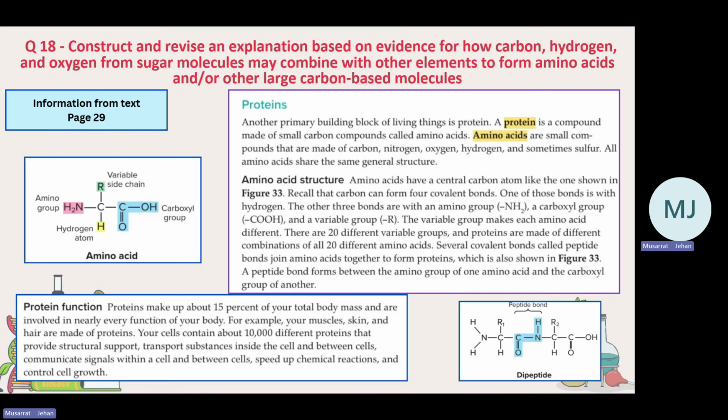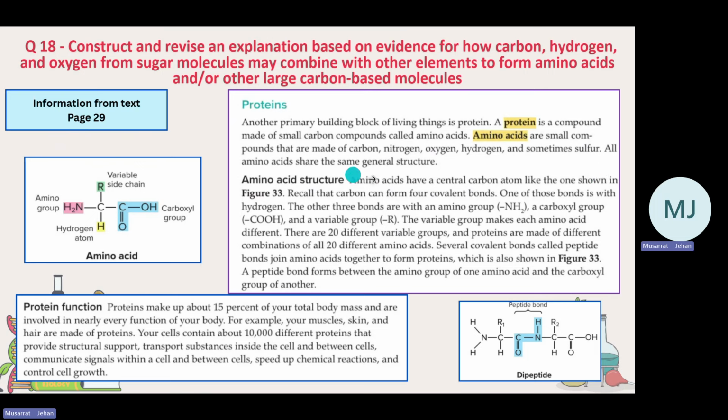Proteins are made up of amino acids. Amino acid is made up of what? Mainly, you remember the video I showed you in class? CHON, C-H-O-N. CHON is carbon, hydrogen, oxygen, and nitrogen. They're made up of these four, and sometimes they also have sulfur.